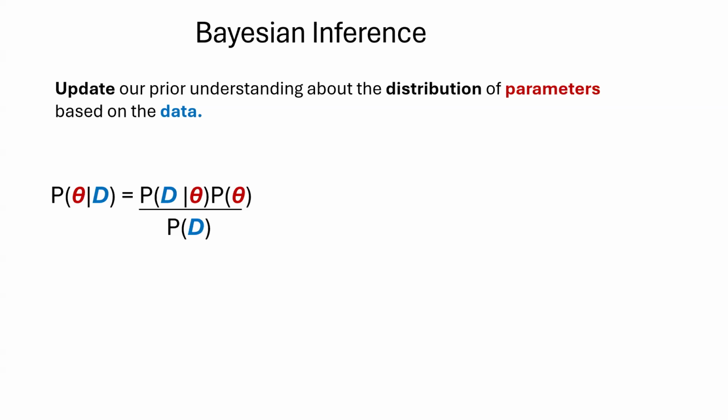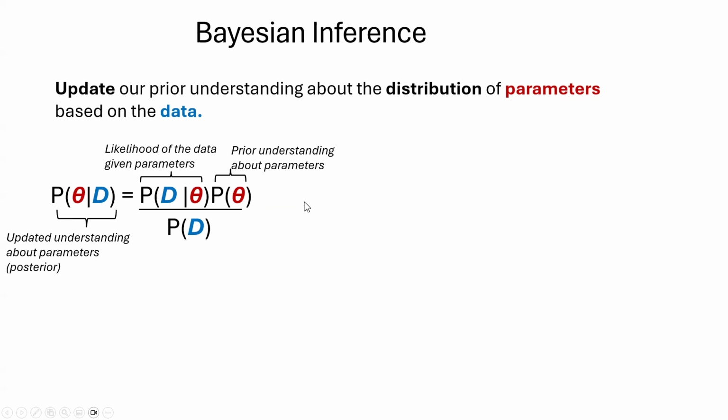So here's Bayes' rule again. I hope this becomes intuitive to you. So this part is the likelihood of the data given the parameters. That's what we are trying to maximize in maximum likelihood estimation. This term represents our prior understanding about the parameters, so the probability of the parameters regardless of the data, or before seeing the data. This term represents our updated understanding about the parameters after seeing the data, so this is often called the posterior probability.